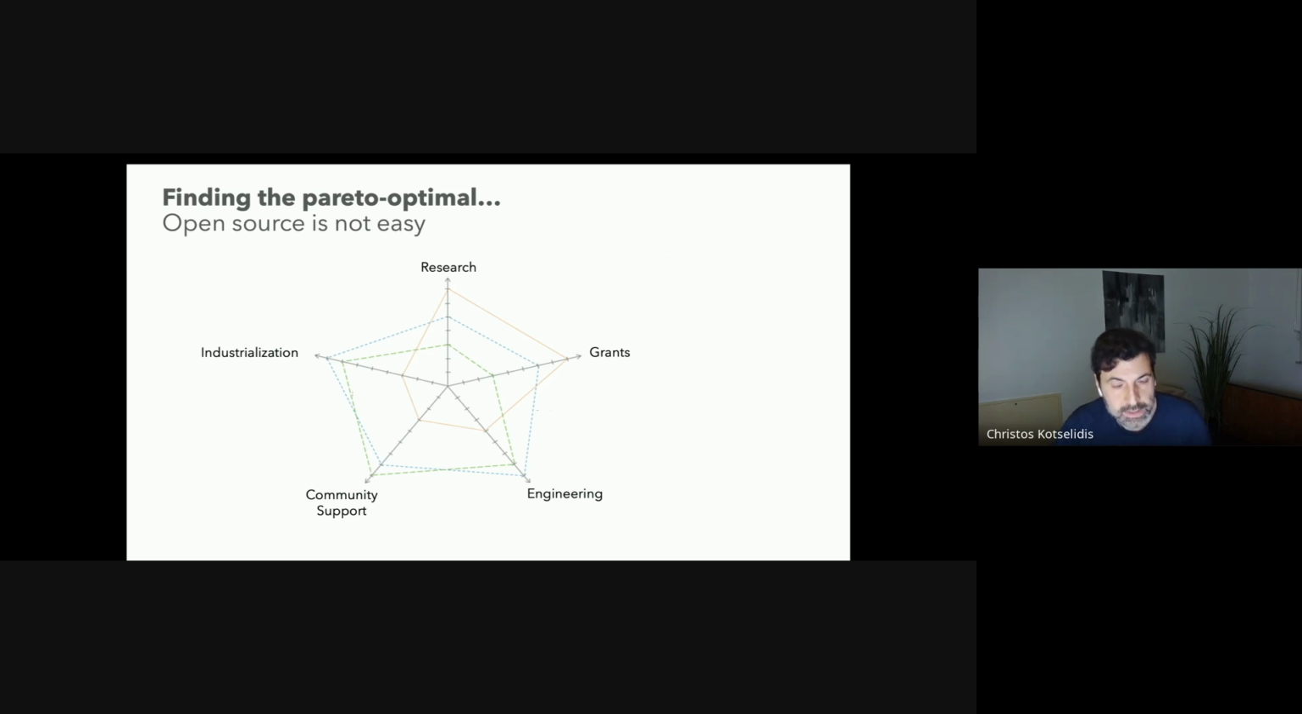And then at some point, whenever there's some high impact software, you also start looking into making a startup out of it. And this is one of the reasons you do applied research, because you say, okay, this has value, we can create a startup out of it. And these forces are pulling each other. So the more you work on engineering, the less time you have to do research. The more you are working on grants, the less time you have to do community support. So you have to find the balance.